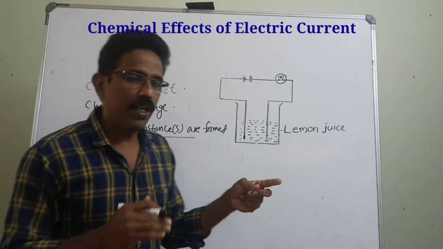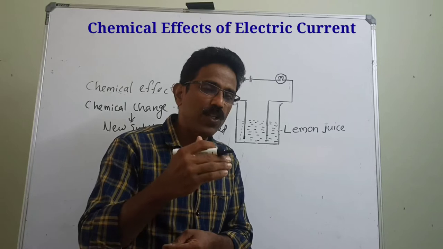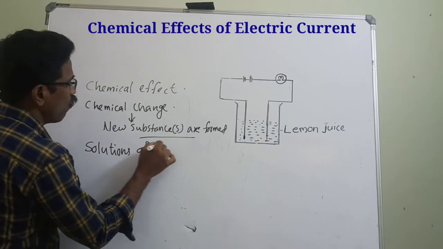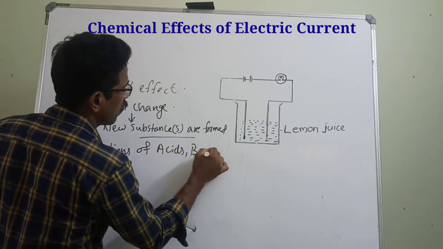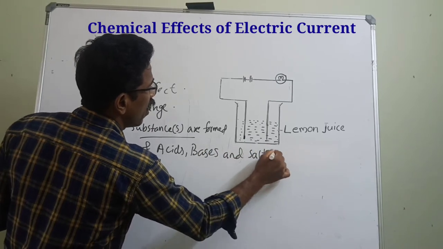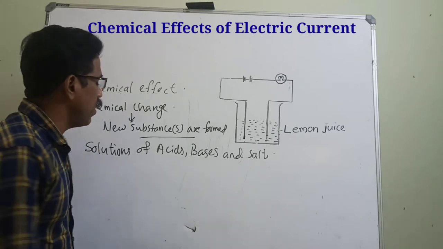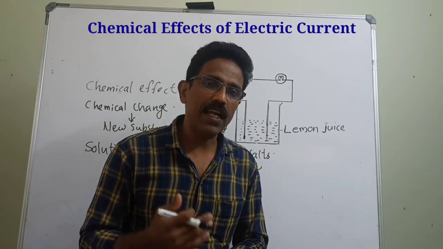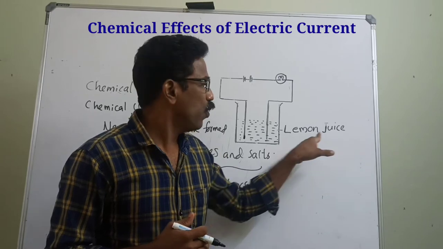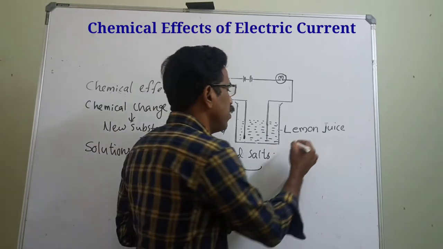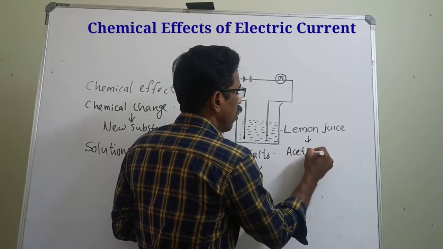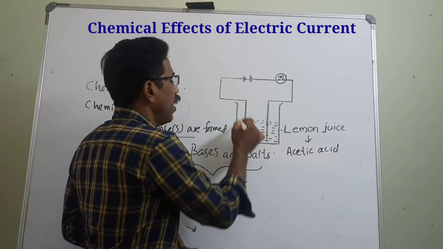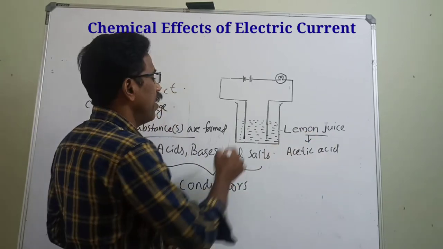So if you test the conductivity of solutions, you know that certain solutions conduct electricity. So here we can see that the solutions of acids, bases and salts are conductors. So let us study the conductivity of lime juice. You know that lemon juice contains an acid called citric acid.